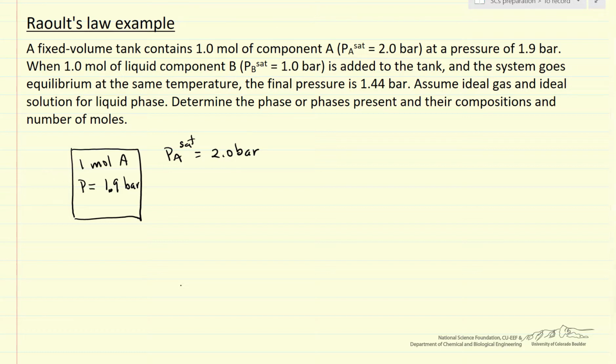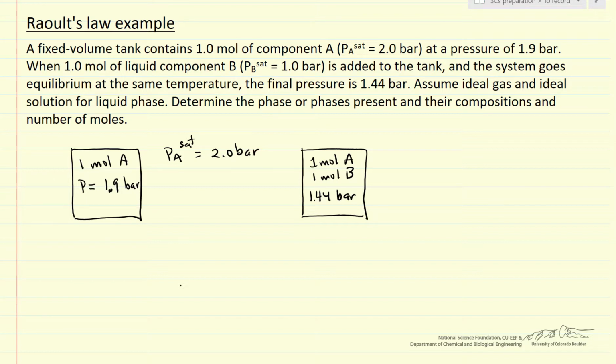Now we add 1 mole, the same container, the volume doesn't change. We add 1 mole of component B. So we have a mole of A and a mole of B. And now the pressure is 1.44 bar, which means some of the A must have condensed, and of course some of the B must also condense. And so we have a vapor-liquid mixture, and it wants to determine the phases, which is vapor and liquid, and we want to determine their composition, ideal gases and ideal solutions.